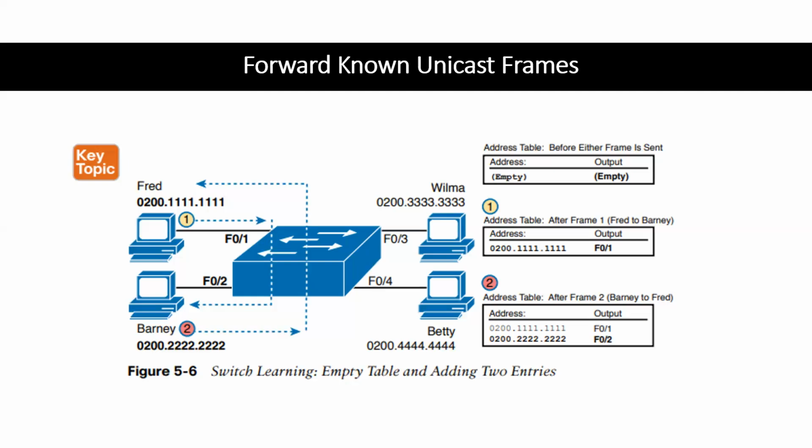So Barney's going to send a reply and say, hey, Fred, this is Barney. This is where I'm at. But what happens within the switch? Remember those three main functions of the switch. Barney's going to send that frame towards the switch on fast Ethernet 0/2. The switch is going to say, Barney lives off of fast Ethernet 0/2, and here's his MAC address.